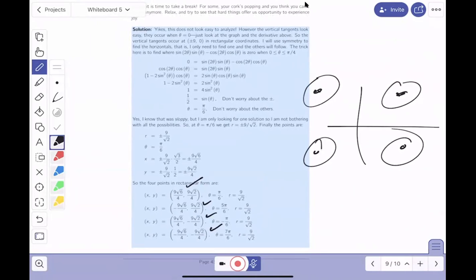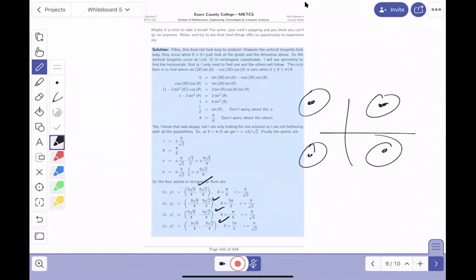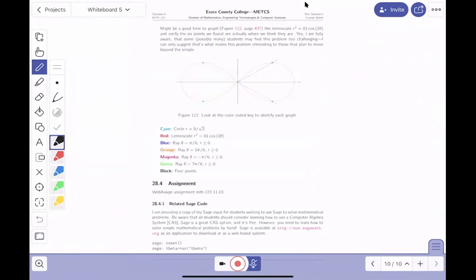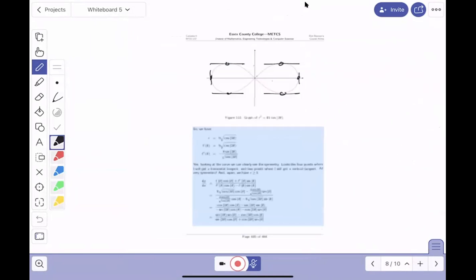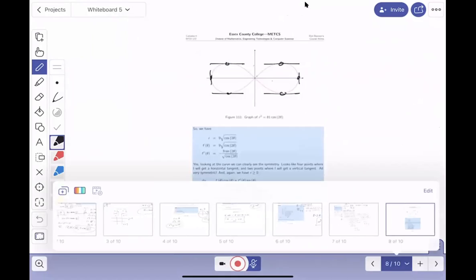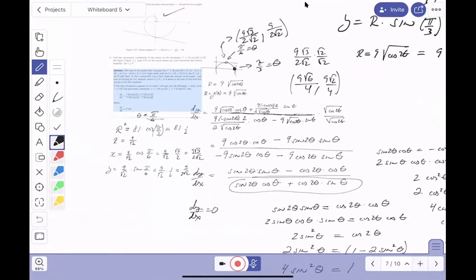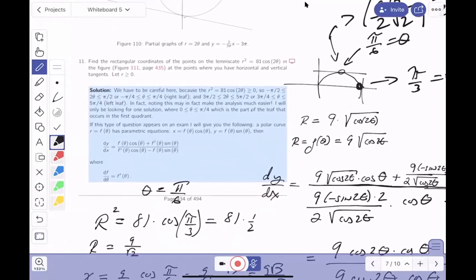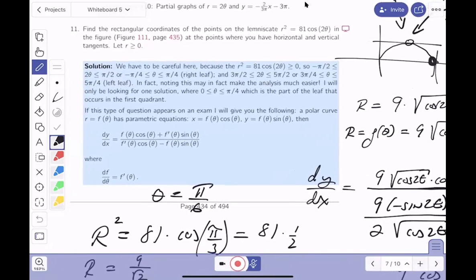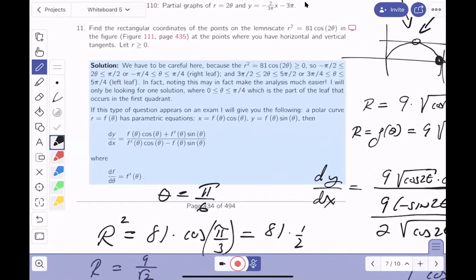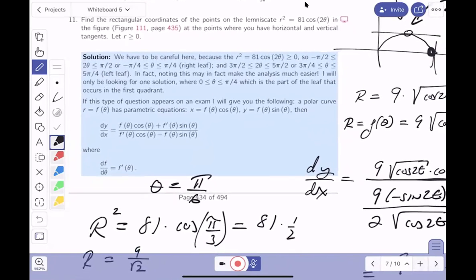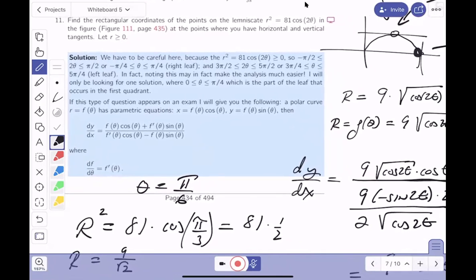And did I do the other one? Did I do the verticals? I don't know if I did the verticals. Let me read the question. Maybe I'm making up the question when I'm not even reading it. It does say vertical tangents. Let me just take a look at that. I don't think I did the verticals.